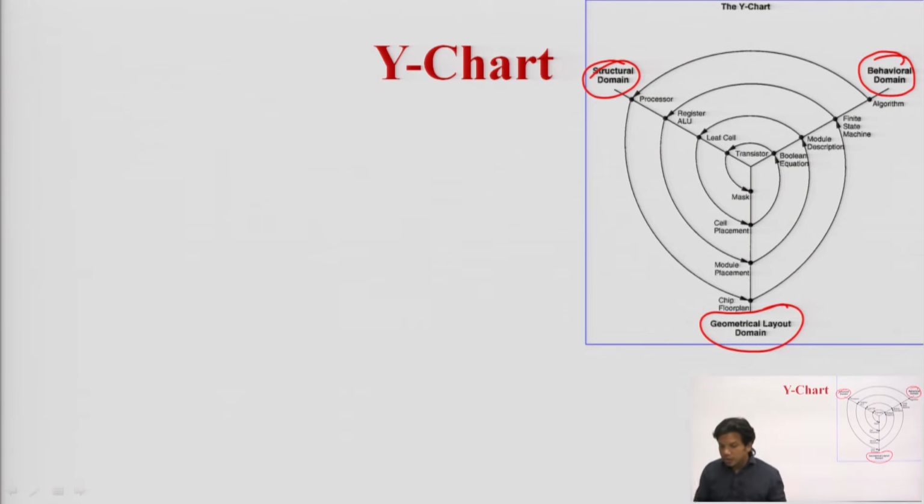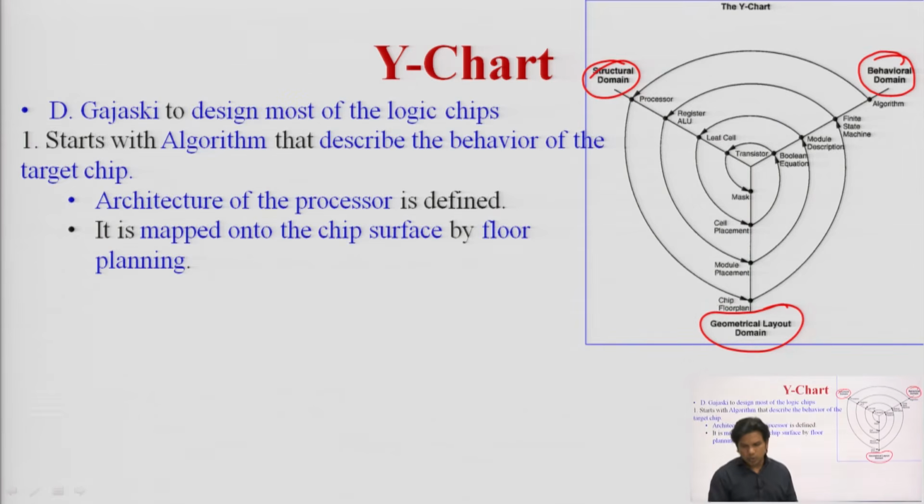Then we are going for the geometrical. Whatever the outcome you are getting with the particular processor or particular structure, you have to place somewhere. So, that comes under geometrical layout. We will see one by one. So, we can start with the algorithm.